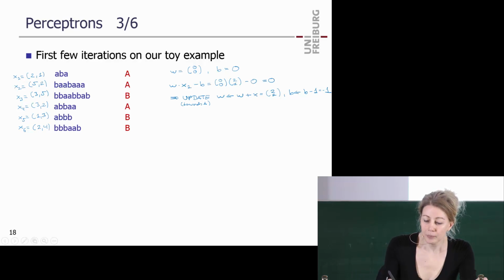So now I get the next object. w times x2 minus b. Now my w is 2, 1. It's a bit strange that it's now the object from before. Now it's times 5, 2, and now it's minus b, which is plus 1, which means it's 2 times 5 plus 1 times 2, which is 12, plus 1 is 13. 13 is greater than 0. No change.